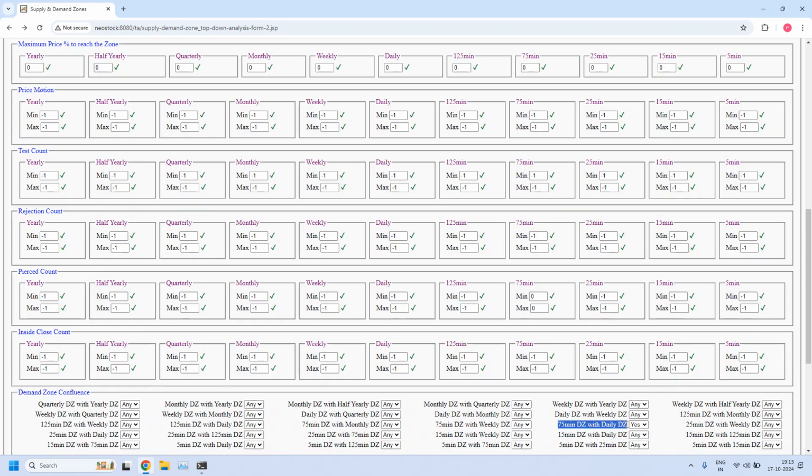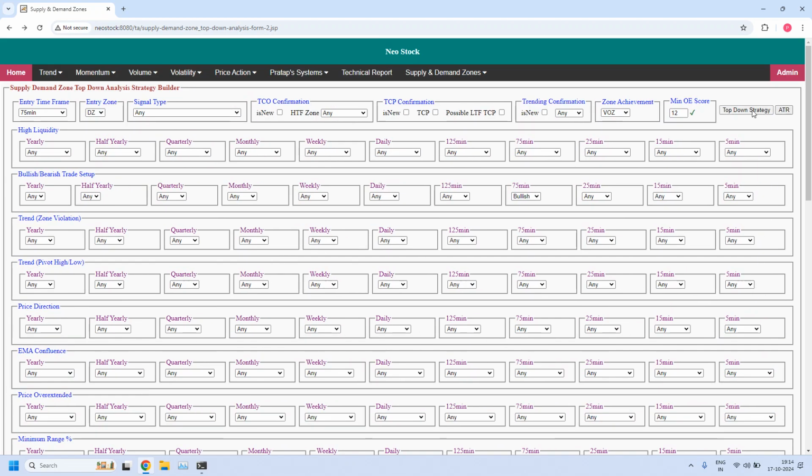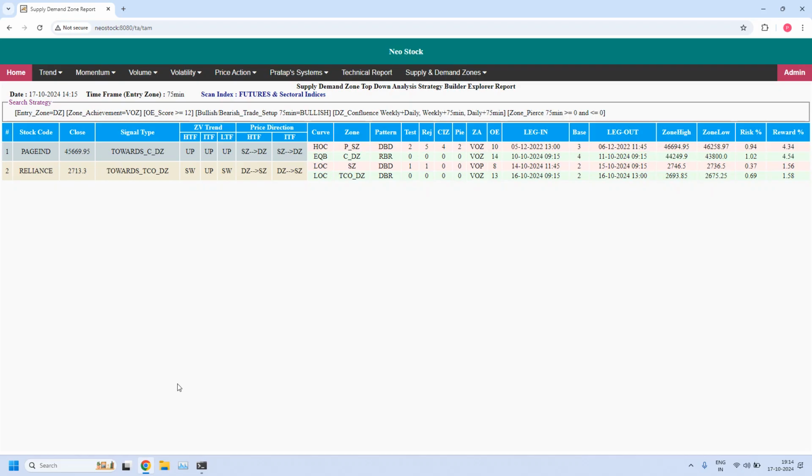Already this is set. Next, 75 with weekly demand zone confluence. Daily with the weekly demand zone confluence, with all the 3 filters, 2 stocks are filtered. So in these 2 stocks, the daily zone and the 75-minute zone are part of the daily, and again both 75 and daily together are part of the weekly zone.